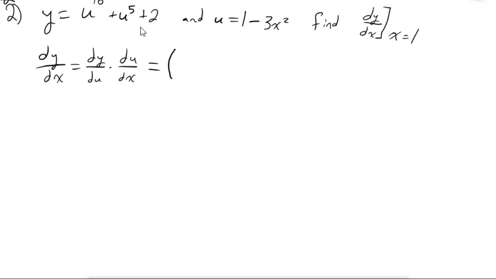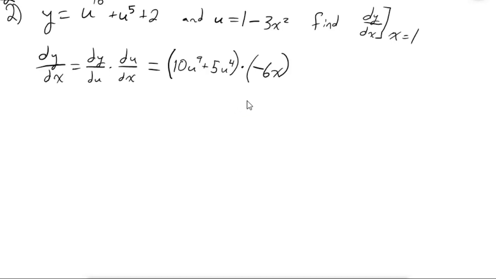So, taking the derivative of our first part, using our rules, we have the derivative of u to the power of 10 is equal to 10 times u to the power of 9. And then u to the power of 5 is 5 times u to the power of 4. And the derivative of 2 is 0. And then the derivative of u with respect to x is very similar. The derivative of 1 is 0. The derivative of negative 3x squared is negative 3 times 2, which is negative 6, multiplied by x to the 2 minus 1, which is just plain old x.